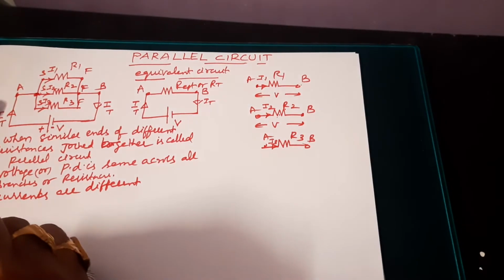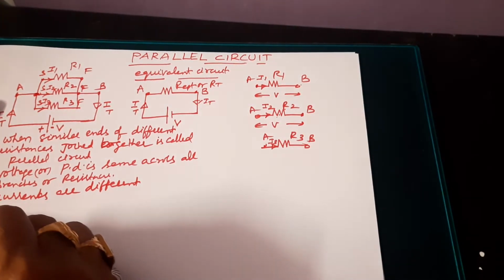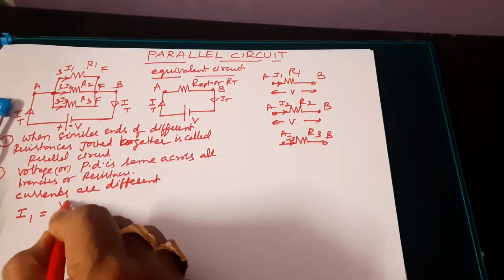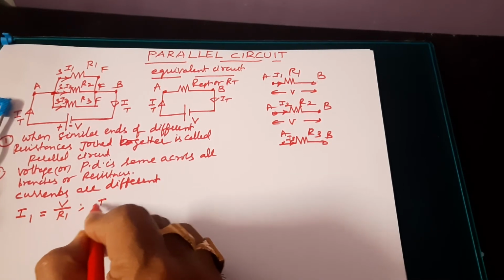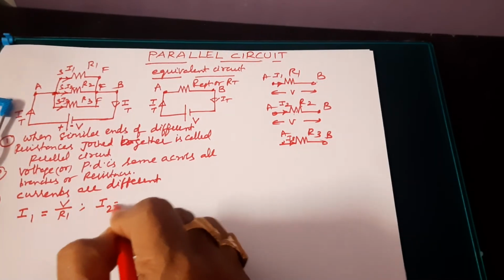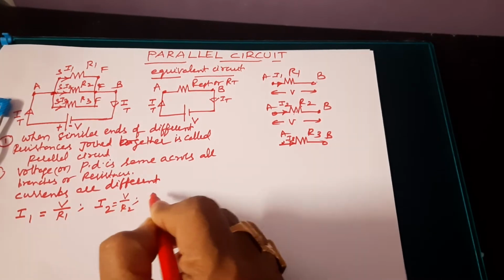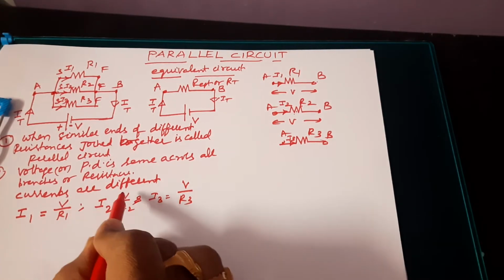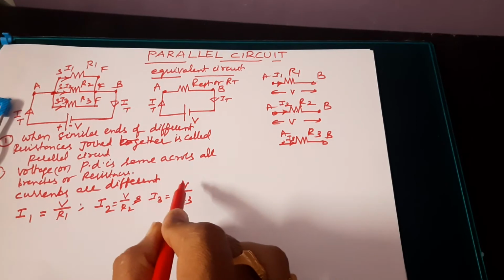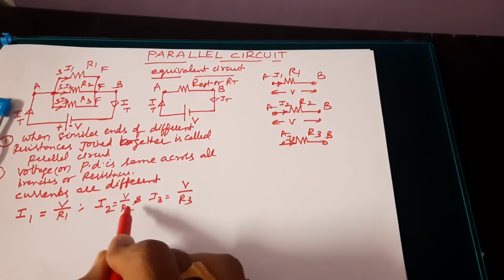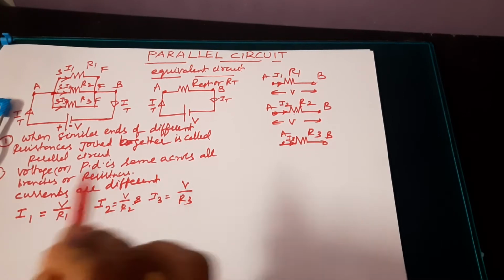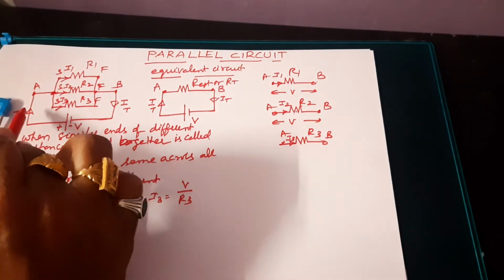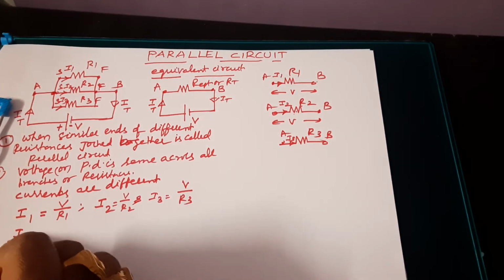If you find out the values according to Ohm's law, the value of current in the first resistance, I1 equal to V by R1. Similarly, what is the value of I2 here? I2 equal to V by R2 and I3 equal to V by R3. That means V is same in all the three resistances, but resistances are different. Because of that, we are having different currents. So what we can observe from this first circuit, the total current is divided across these three.